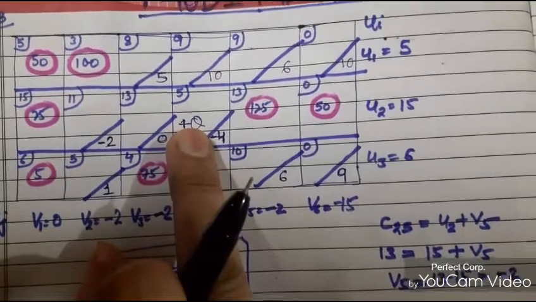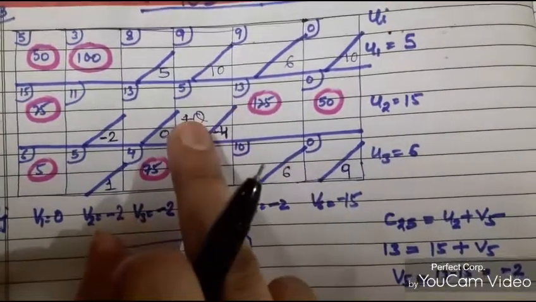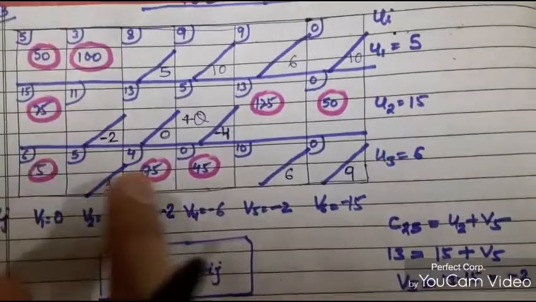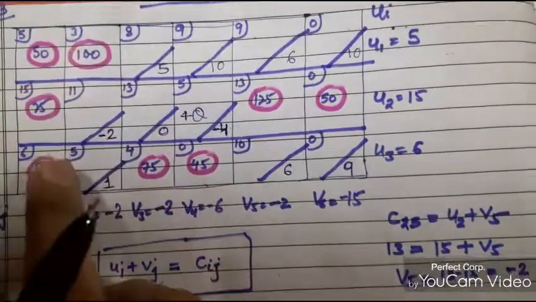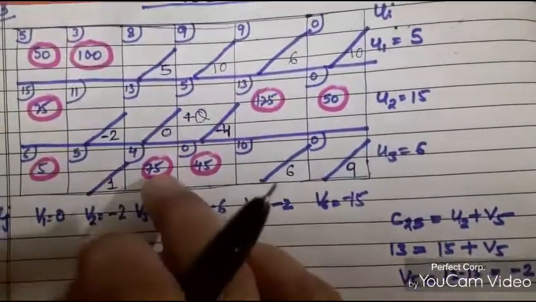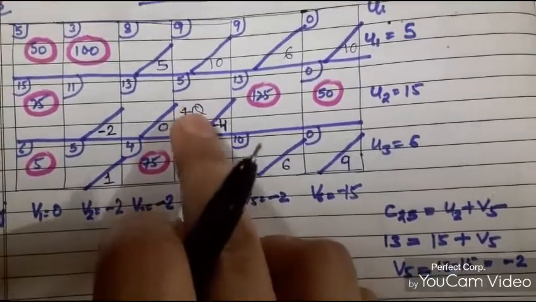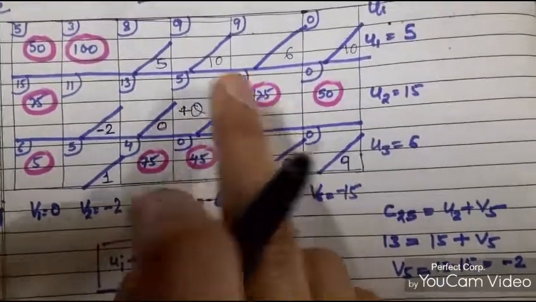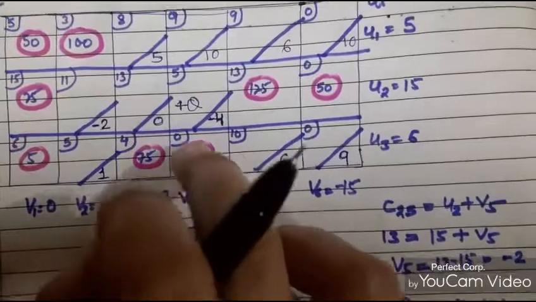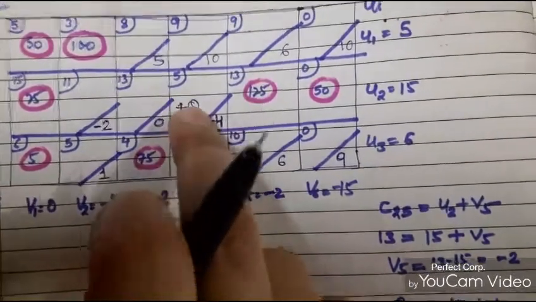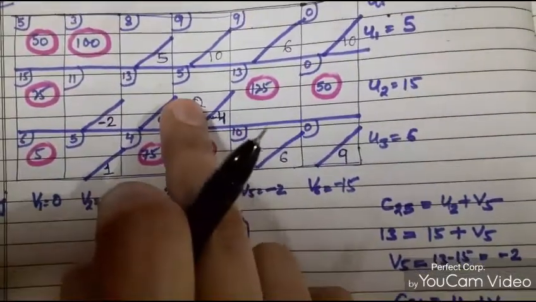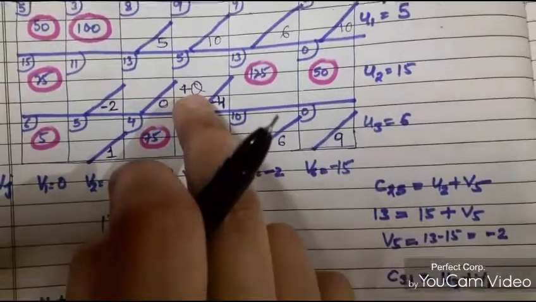With the help of this plus theta, we will start making a loop, a closed path. Loop means a closed path with the help of the allocations we already have in the cells. So we will assign plus theta, minus theta, plus theta, minus theta, and approach the same cell. We will start from here and we have to end here. So let's start making a closed loop.